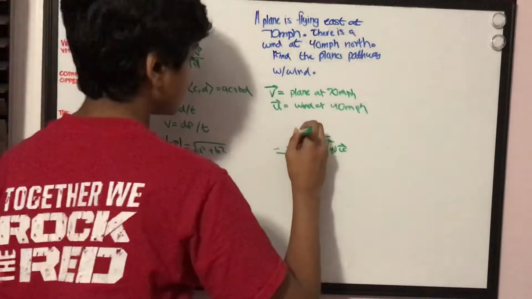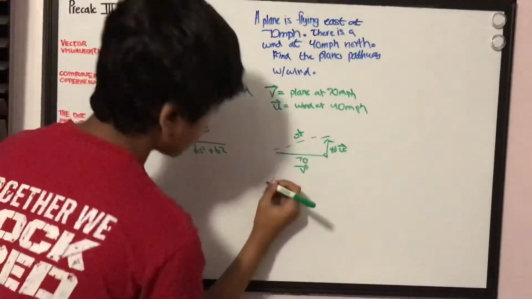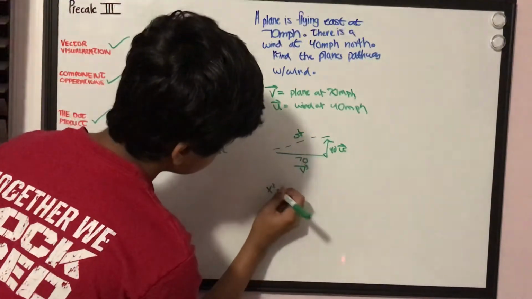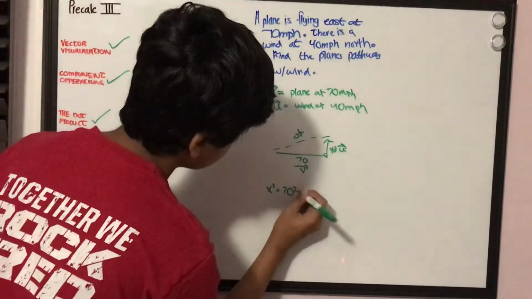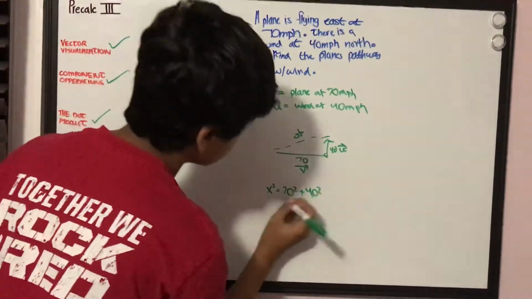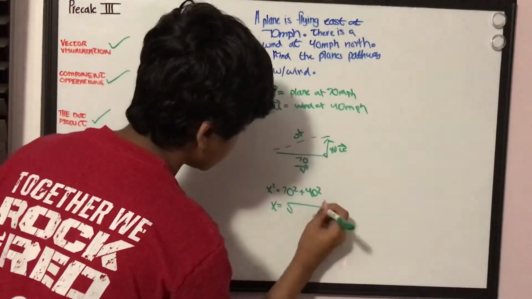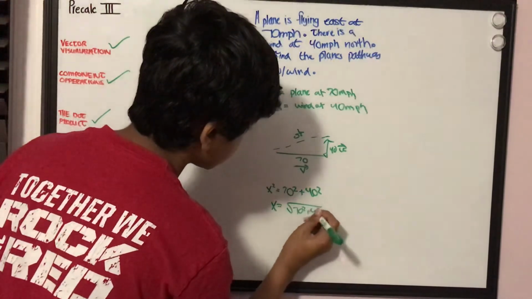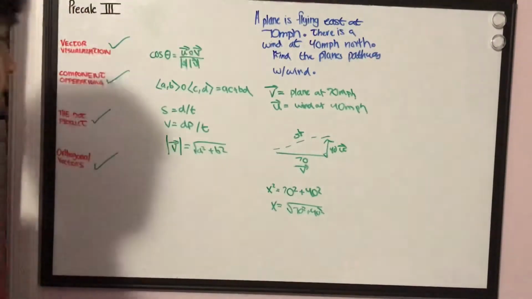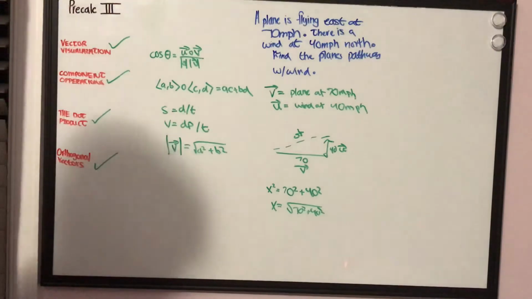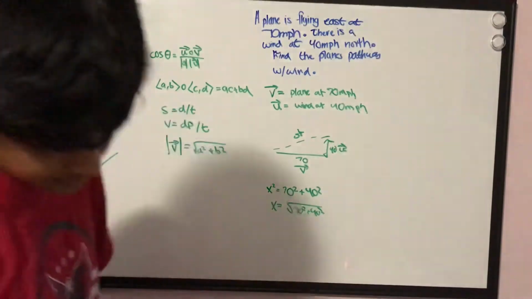So the solution: x squared is equal to 70 squared plus 40 squared. x is equal to the square root of 70 squared plus 40 squared. And that's basically the answer. I don't exactly have a calculator on me, but that would basically be x.